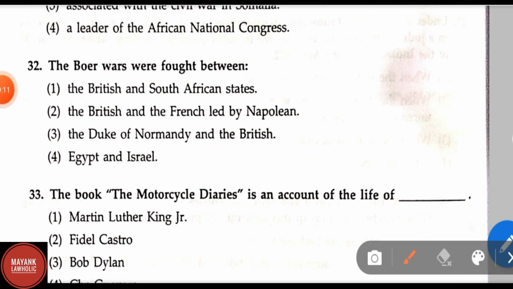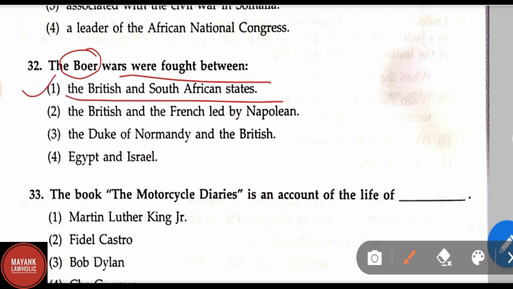Question number 32. The Boer Wars was fought between option 1, the British and South African states. Option 2, the British and the French led by Napoleon. Option 3, the Duke of Normandy and the British. And option 4, Egypt and Israel. Correct answer is the British and the South African states.